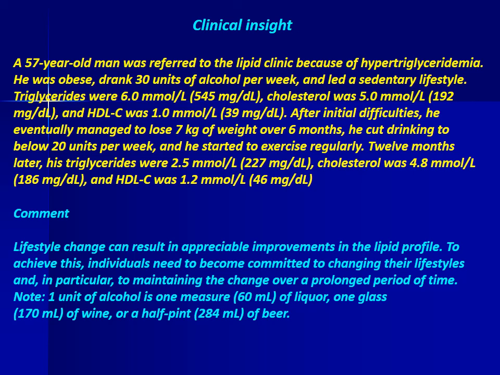39 milligram per deciliter. After initial difficulties, he eventually managed to lose 7 kilogram of weight over 6 months. He cut drinking to below 20 units per week and he started to exercise regularly. 12 months later, his triglycerides were 2.5 millimole per liter, 227 milligram per deciliter. Cholesterol was 4.8 millimole per liter, that is 186 milligram per deciliter, and HDL cholesterol was 1.2 millimole per liter, that is 46 milligram per deciliter.